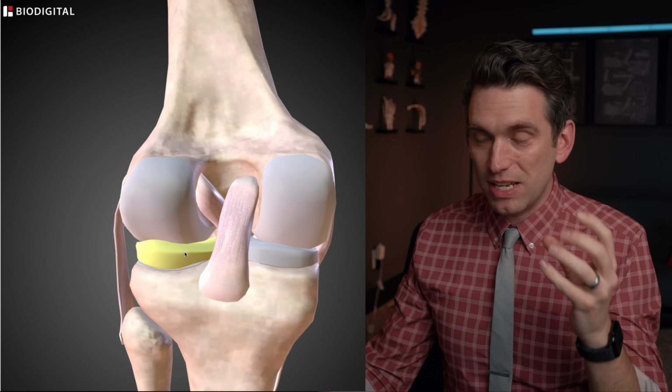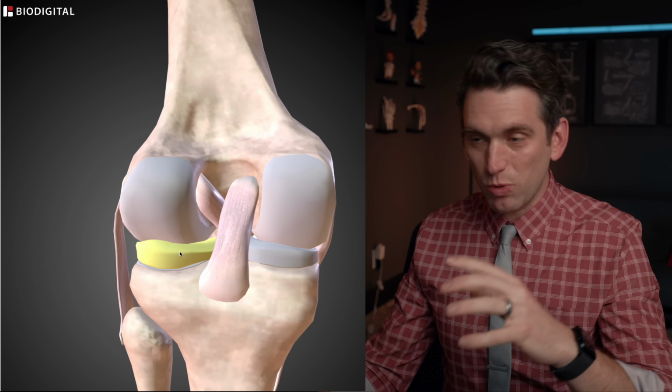Next, we're going to take a look at the meniscus anatomy, how we treat these, this distinction between old versus new.